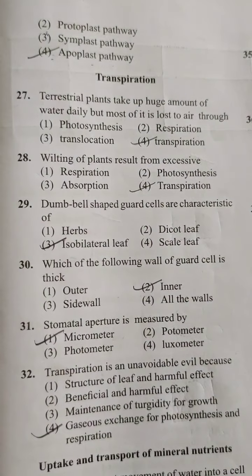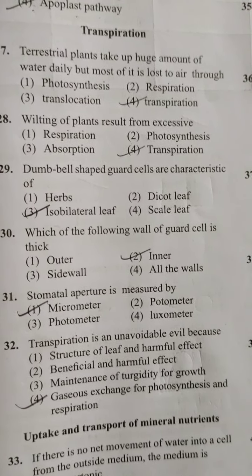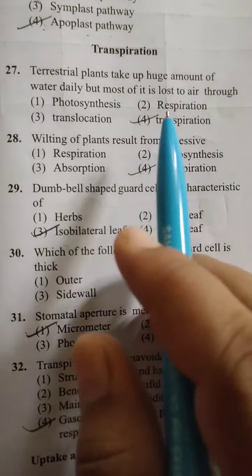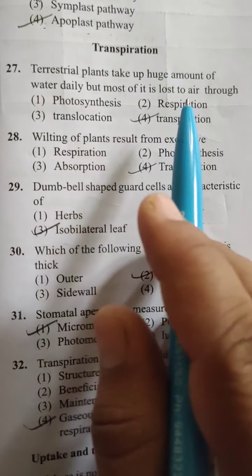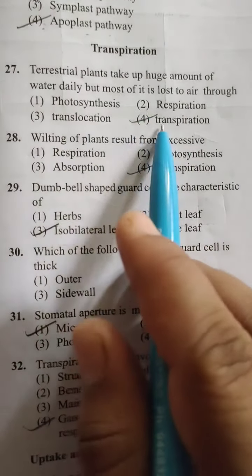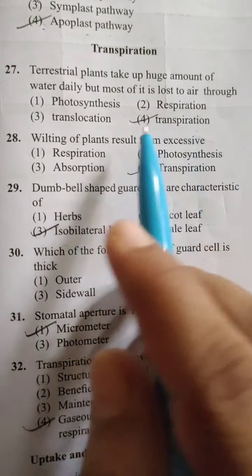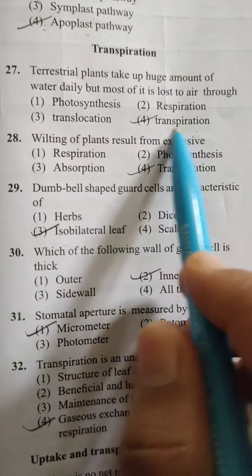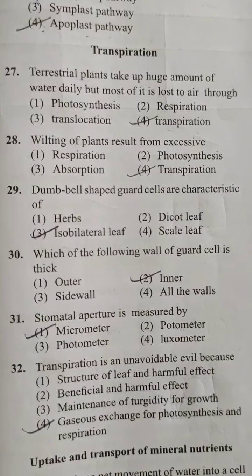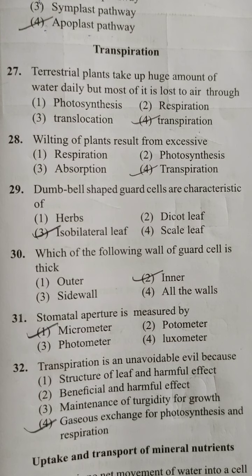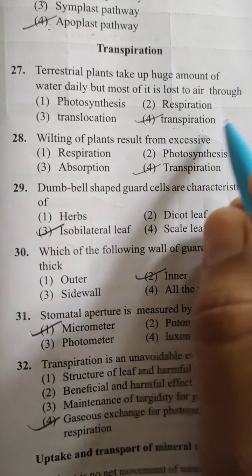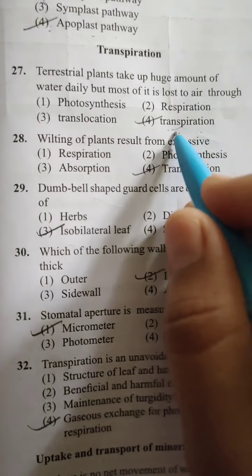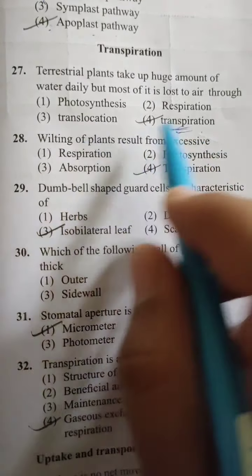Next question: terrestrial plants take up a huge amount of water daily, but most of it is lost to air through. Options: 1, photosynthesis; 2, respiration; 3, translocation; 4, transpiration. So it is lost by transpiration. Of the absorbed amount of water, about 99% is lost in the form of water vapor. So it is lost to air through transpiration, option 4.